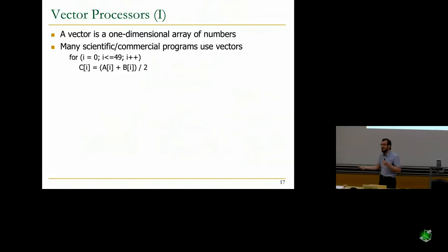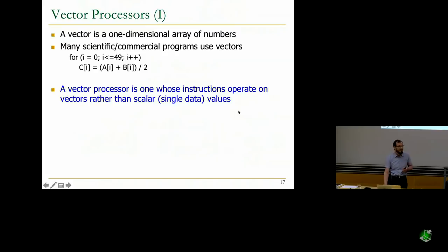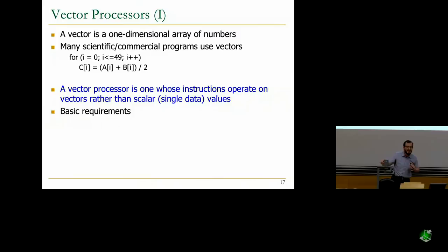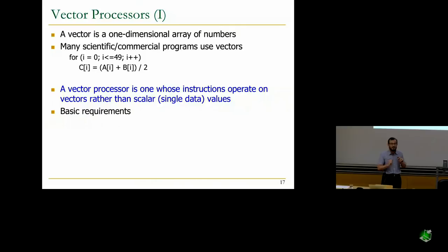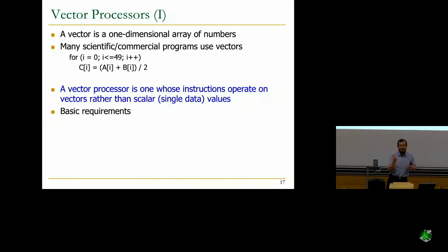Okay, a vector processor is one whose instructions operate on vectors rather than scalar or single data values. That's the simple definition of a vector processor. So there are some basic requirements for vector processors. I'm going to use the name vector for a while because we're going to look at vectors. But a lot of the things I'm going to say will be applicable to array processors also. But we're going to see the specific example of vector processors because these were developed such that you can make use of little hardware very, very efficiently. A vector processor is much less hardware than an array processor because you don't need to do multiple of the same operations at the same time, right?